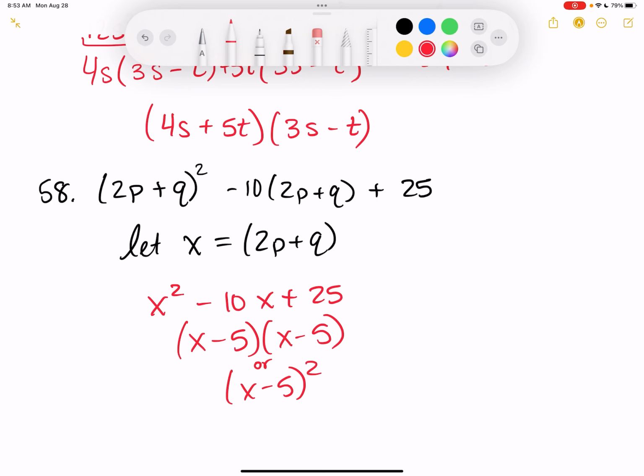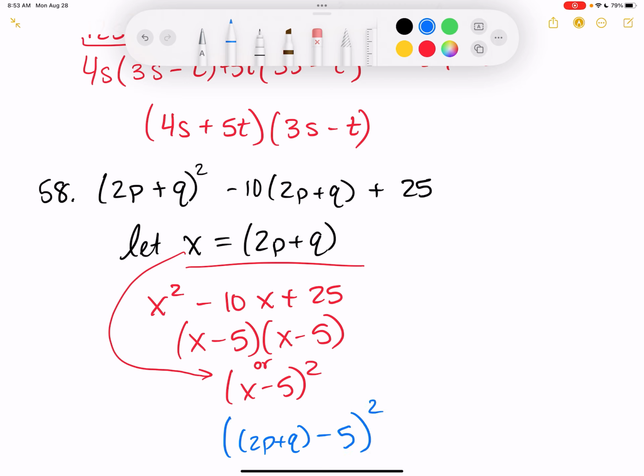But I'm not done because remember, x is actually 2p plus q, and so I need to replace that down here. So this is going to be in parentheses, another parentheses, 2p plus q, close parentheses, minus 5, and then that whole thing squared.